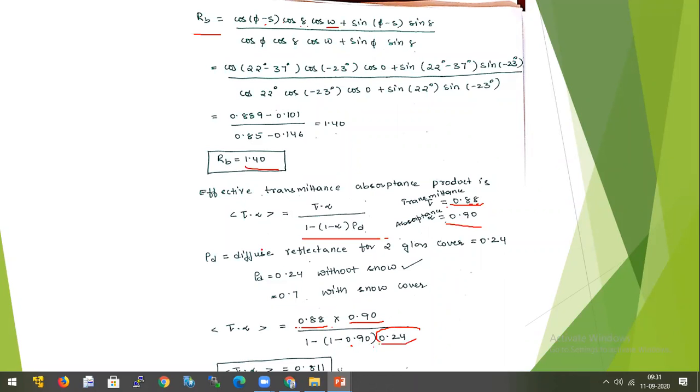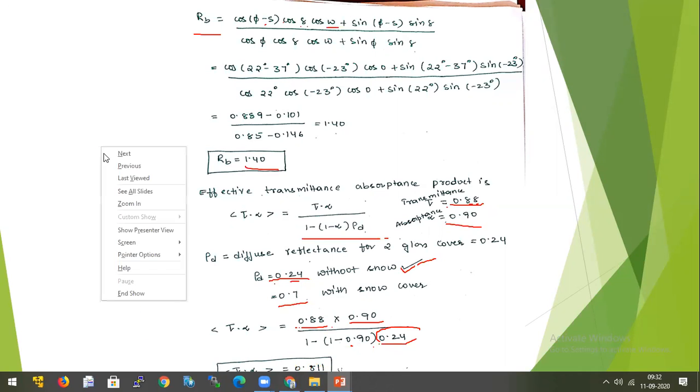Rho d, I have said that it is the diffuse reflectance for 2 glass covers. So number of glass covers used is 2 here. So for 2 glass covers, if snow is there, we have to take rho d as 0.7. If snow is not there, we have to take 0.24. So that's why here it is mentioned that snow is not there. So I am taking rho d as 0.24. After that we will get tau into alpha value as 0.811.